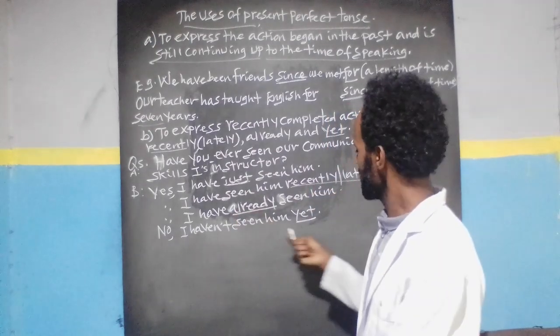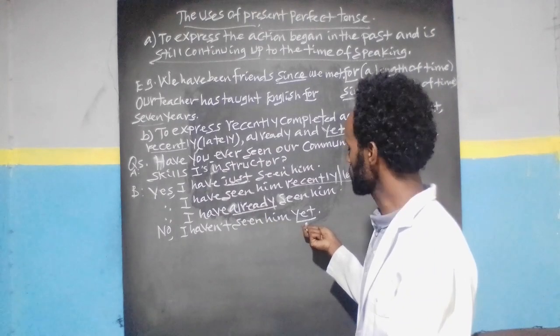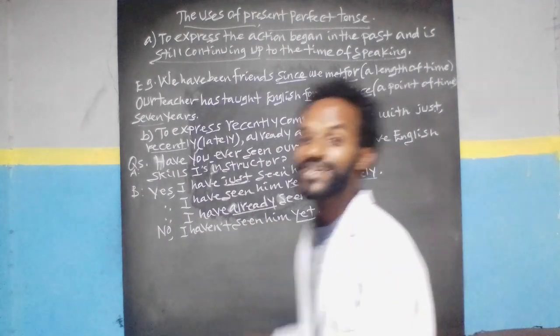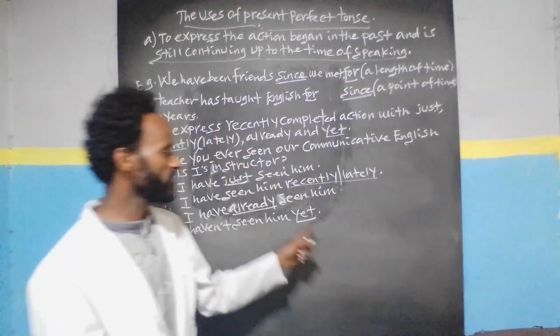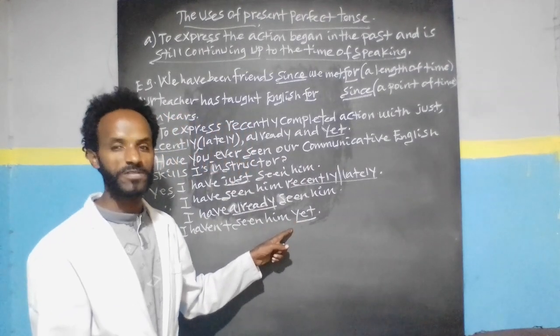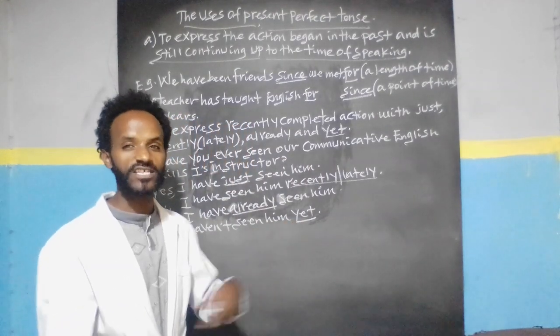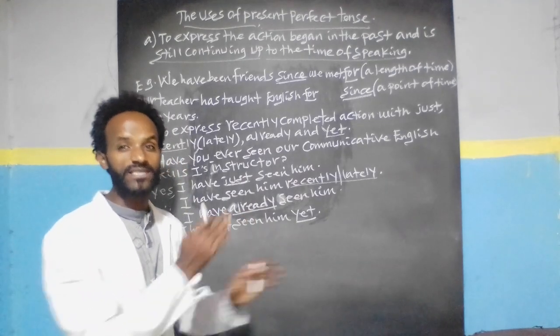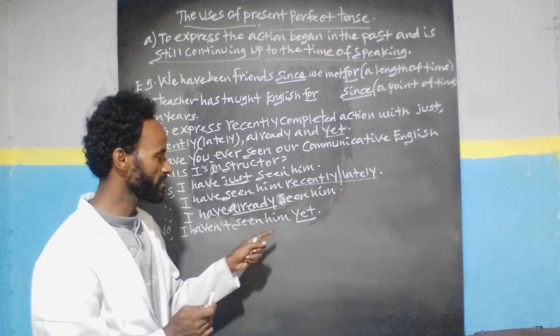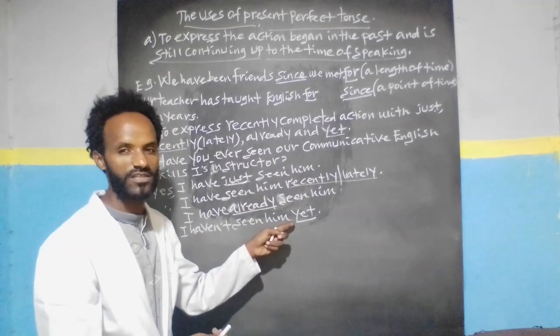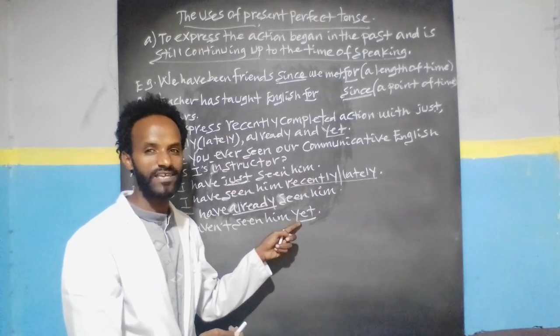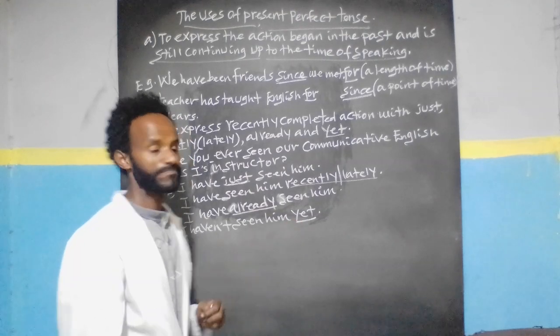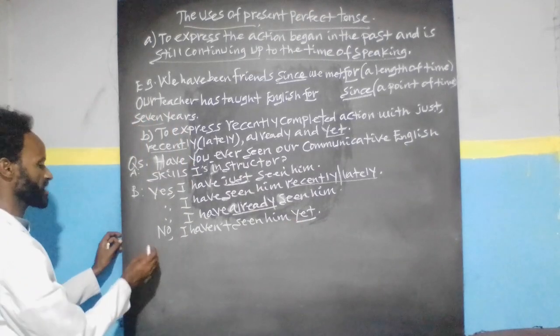And at the last we have, lastly, yet in negative senses. Please don't forget to use the negative present perfect tense with yet if the action is not yet complete at that time and is still going on or in progress. Please don't forget to use this negative adverb of time, yet. And the third and the last one is what?